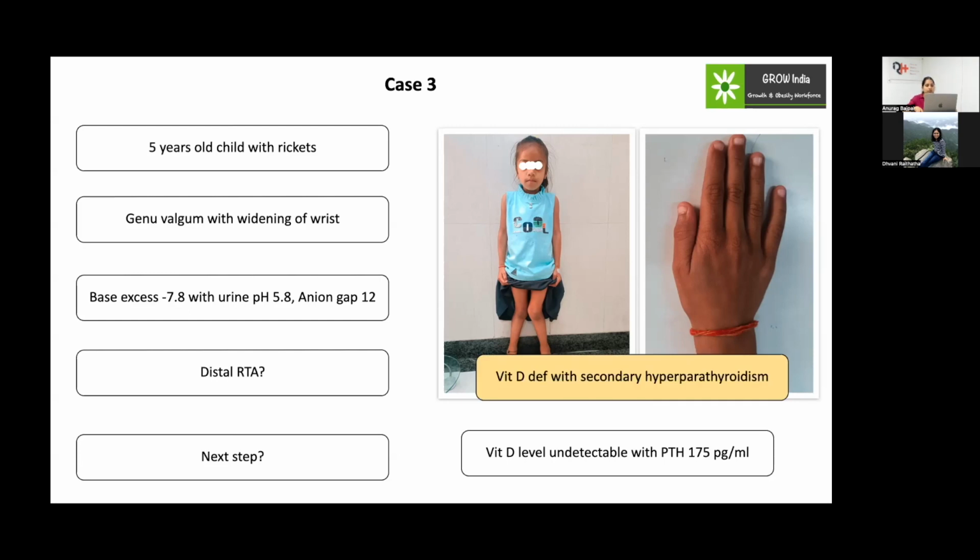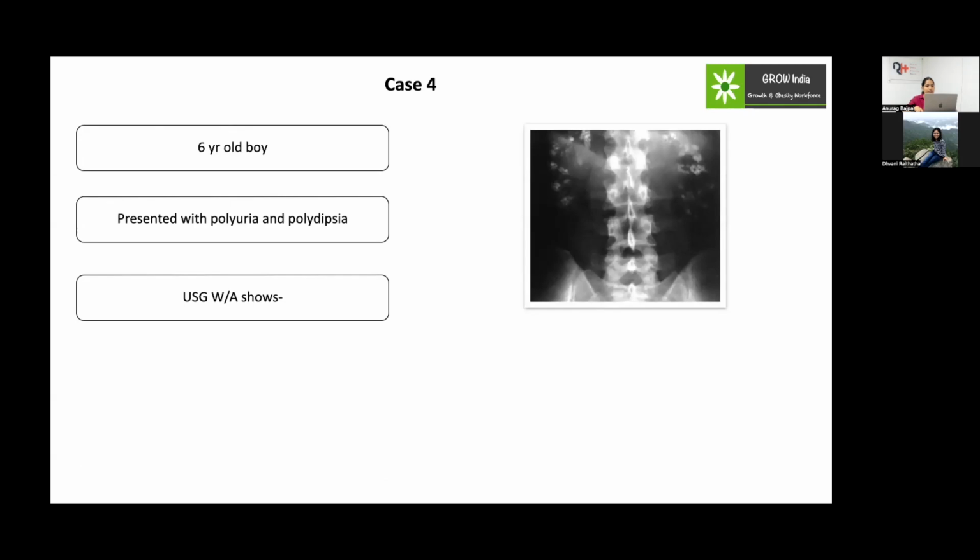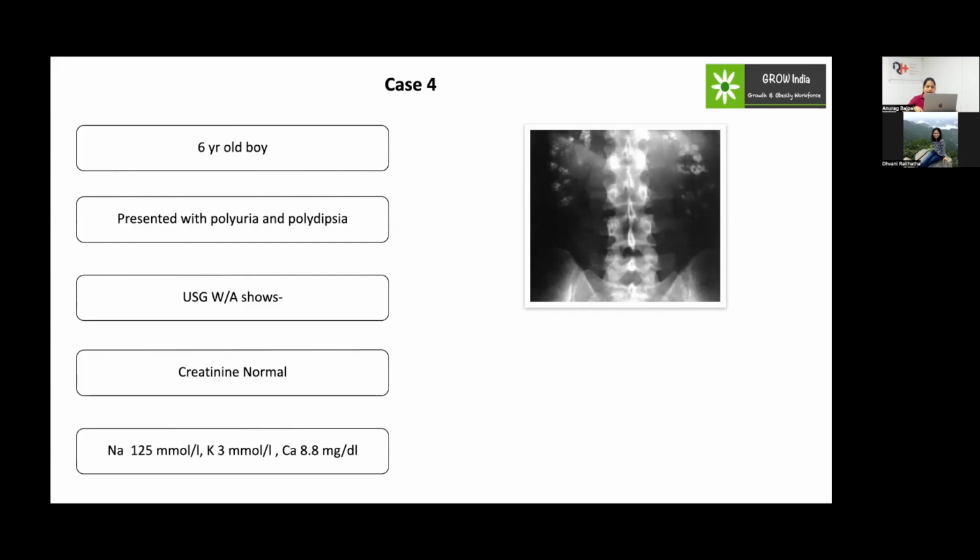Okay. So coming to the next question, we have this 6-year-old boy who presented with polyuria and polydipsia, and they came with their ultrasound, which showed nephrocalcinosis, as you can see in the picture, and the creatinine level was normal. He has low sodium, which was 125, hypokalemia, and the calcium was 8.8. So what should be the next step to be done in this case? Is it RTA or something else, or what should be done here?